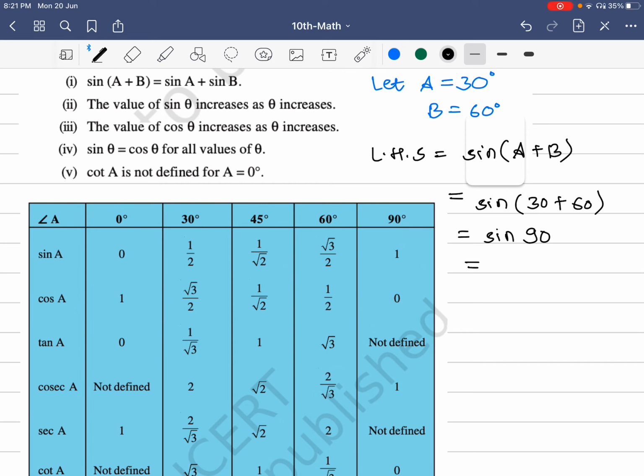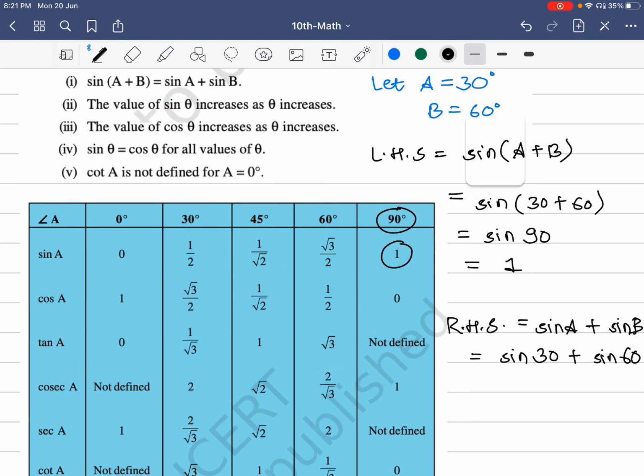And what is sine of 90 degree? Sine of 90 degree is 1. So left hand side is equal to 1. Now let's see what our right hand side is. Right hand side is equal to sine a plus sine b, and that is equal to, what is a? A is 30. And what is b? B is 60.